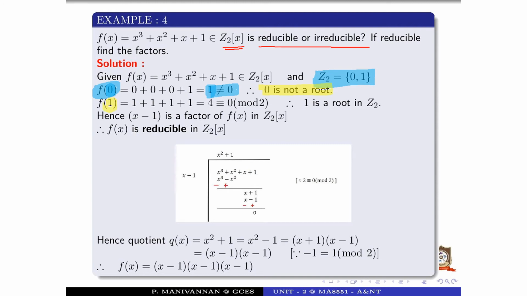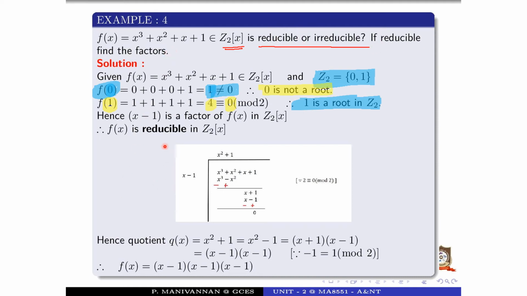Put x equal to 1. We get 4. 4 equal to 0 under mod 2. Therefore, it is a root. 1 is a root of this polynomial in Z2. Therefore, x minus 1 is a factor. Therefore, f of x is reducible in Z2 of x. Since it has a factor, it is reducible. Okay, the first part is over. It is reducible. If reducible, find the factors.